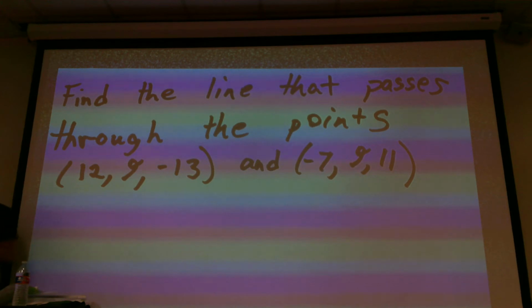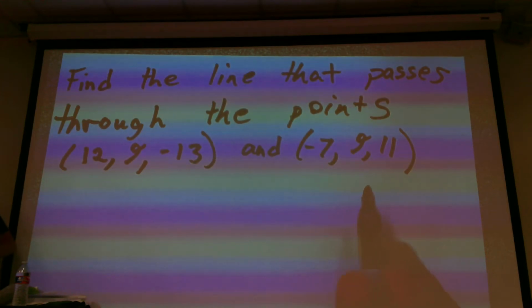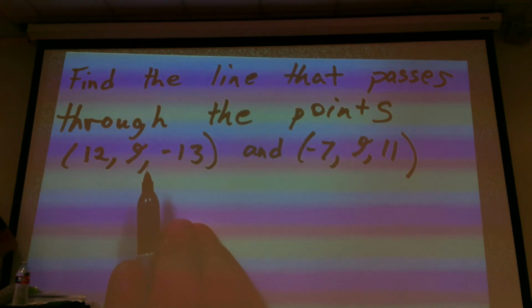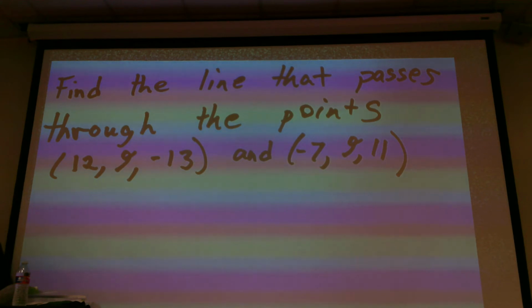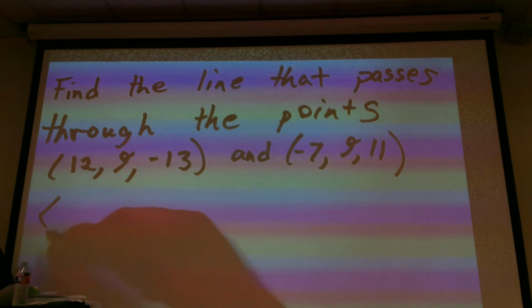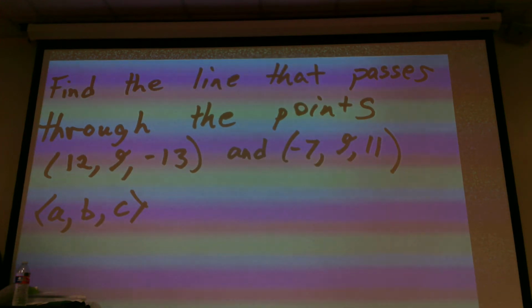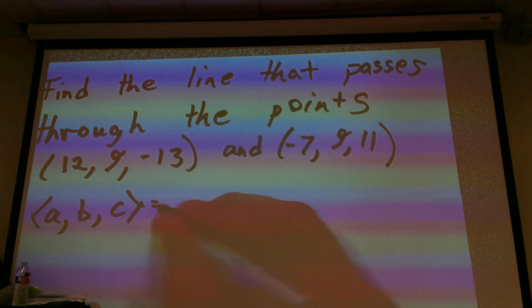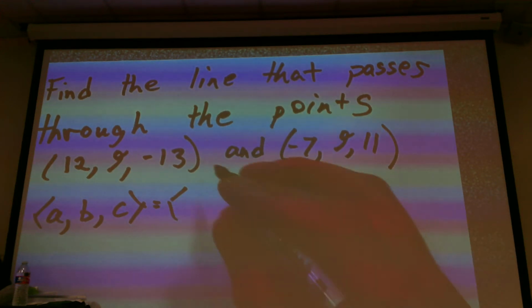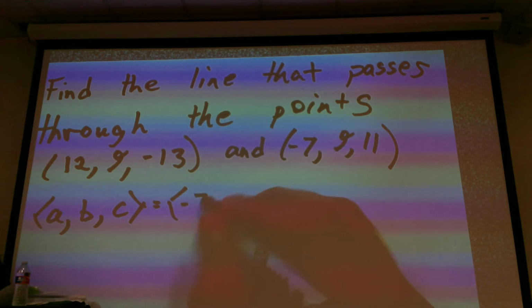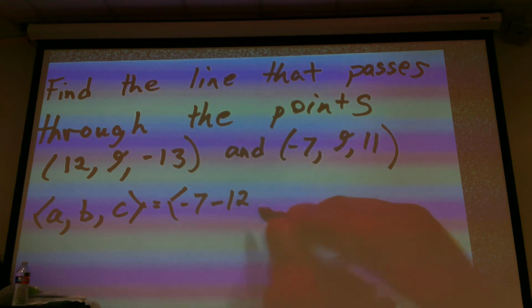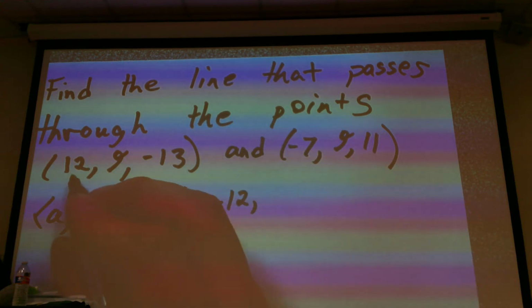All right? So I'm going to pick this one to be my terminal and this one to be my initial. Okay? So I need a vector A, B, and C. Okay? So it's terminal minus initial. So that would be -7 minus 12. Okay? So that's that point and that point.